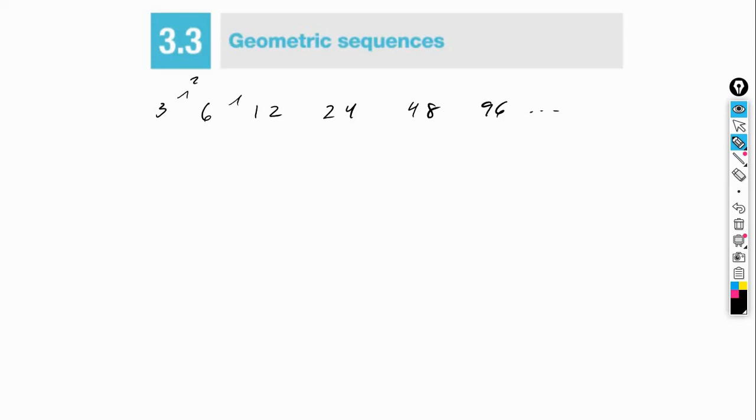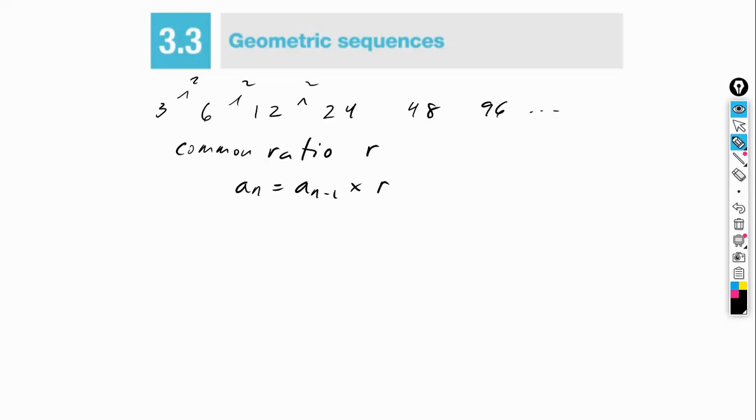Notice that we multiply by 2 to get the following term of the sequence, and this is what's called a common ratio, R. Recursively, we can see that the nth term is equal to the previous term times the ratio. But what would be a non-recursive formula?